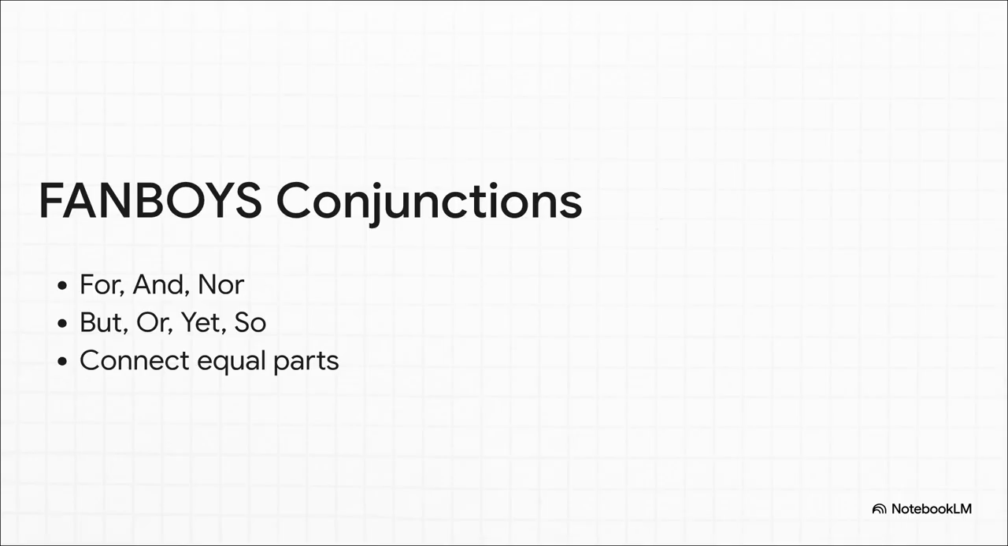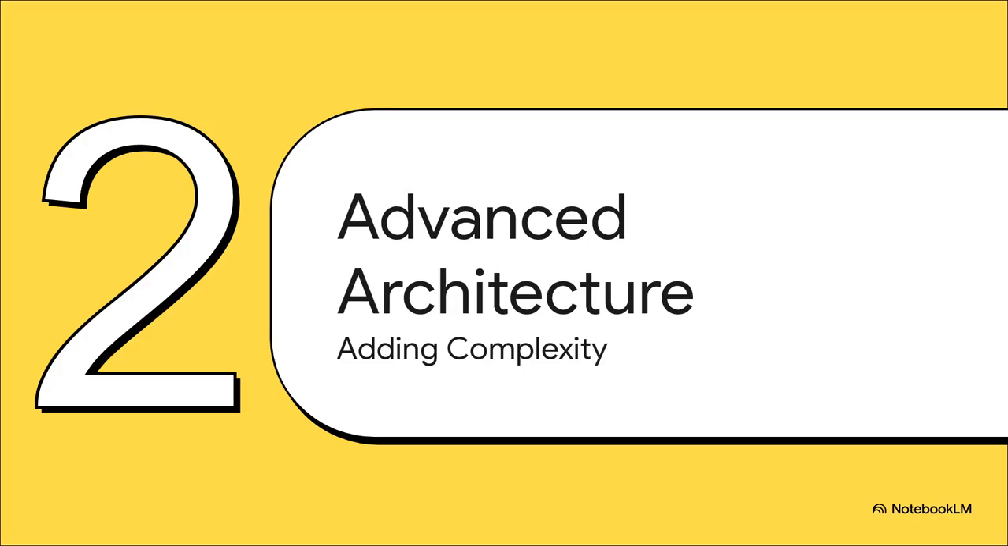For example, the word but shows a clear contrast. She is rich, but she is humble. Or take the word so, which gives us a result. It was late, so we left. They just provide this perfect equal balance between your thoughts. Moving into Section 2, Advanced Architecture.